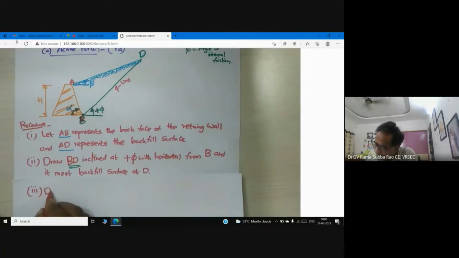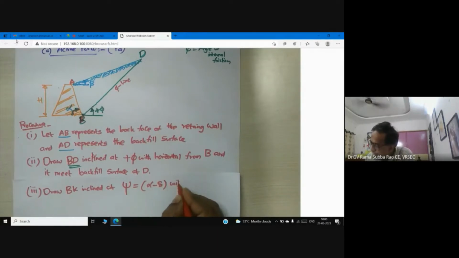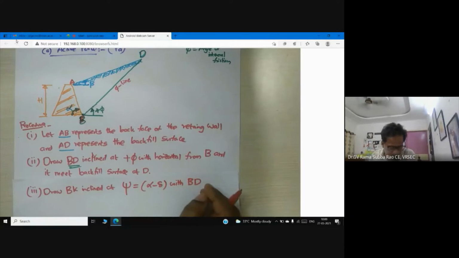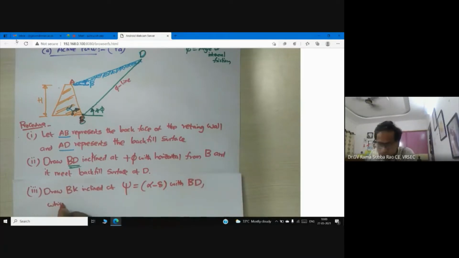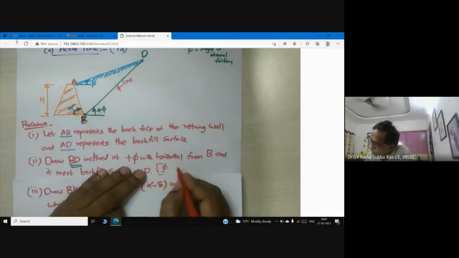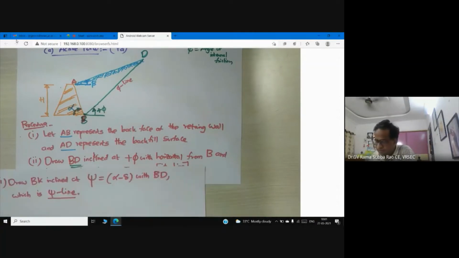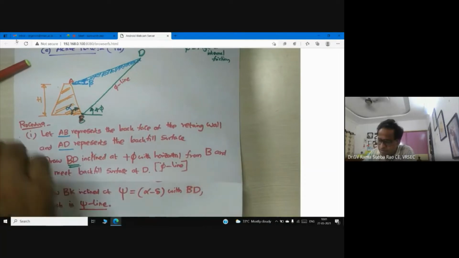Now draw BK. Draw BK inclined at psi. Let me write, this is psi. Psi is equal to alpha minus delta with BD. So now you see here, which is the psi line. This is very important. We need to draw this. This is the phi line. So now it is the time for discussing the psi line. Let me draw it. Hope it is visible to you.